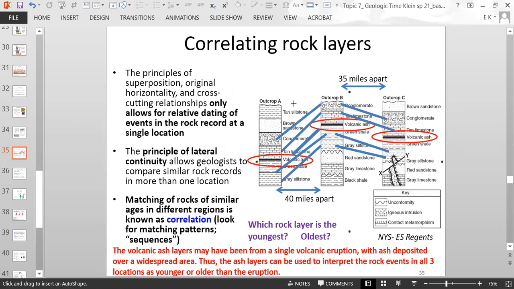Tan siltstone. Yeah, tan siltstone. The tan siltstone over here. Yeah, correct. That's good. Okay, so the tan siltstone is the youngest rock layer out of all of these. And the black shale is the oldest out of all of these.